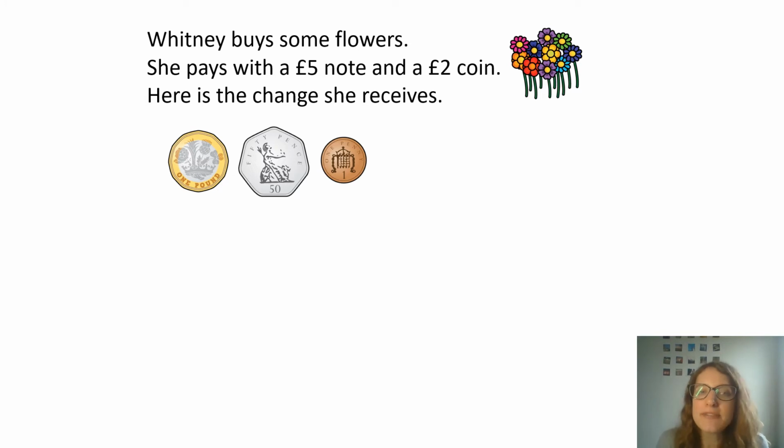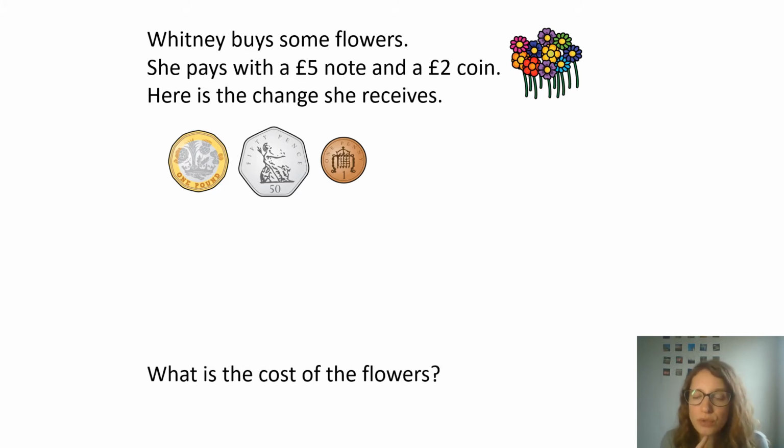Okay, Whitney buys some flowers. She pays with a £5 note and a £2 coin. Here is the change she received. Okay, so we've got £1.50 and 1, so £1.51 is the change she got. So she pays with a £5 and a £2 coin, so how much is that in total? Now I want you to work out how much the flowers would have cost. So start with how much she paid, and then subtract the change she was given at the end, and you should end up with the amount of money the flowers cost. So pause the video and come back and press play when you're ready.